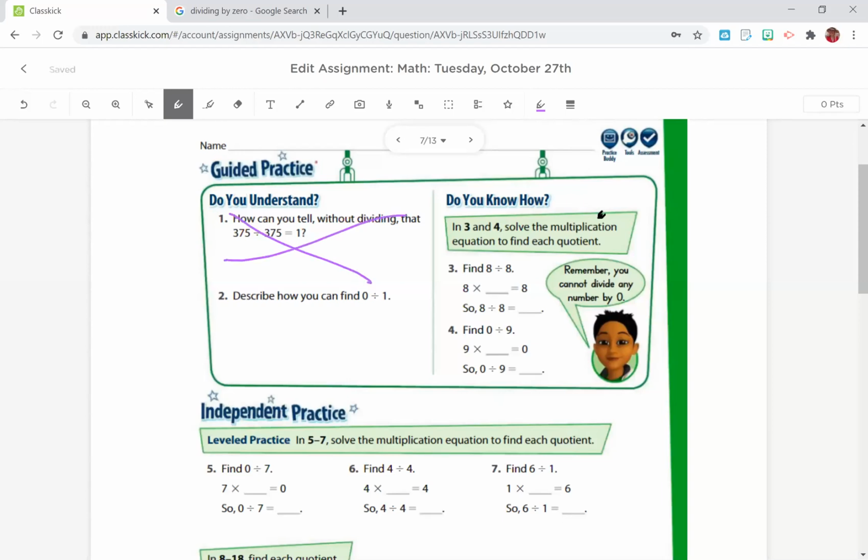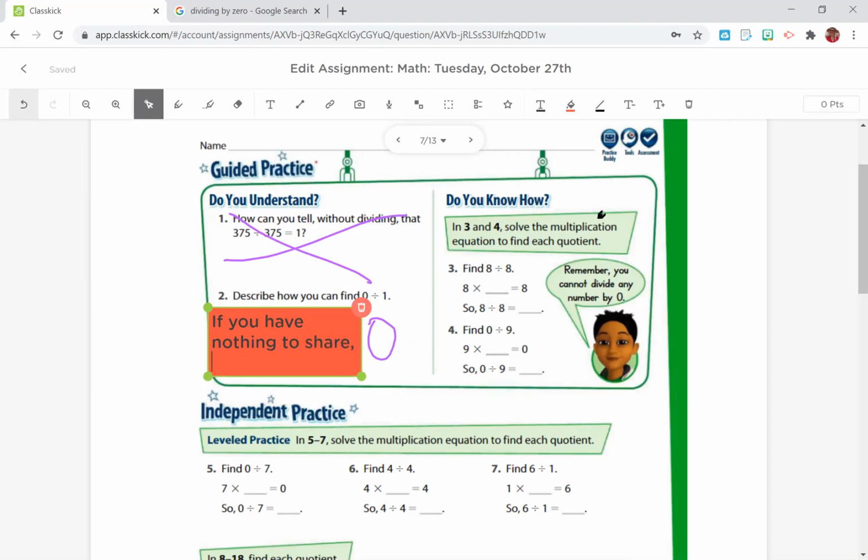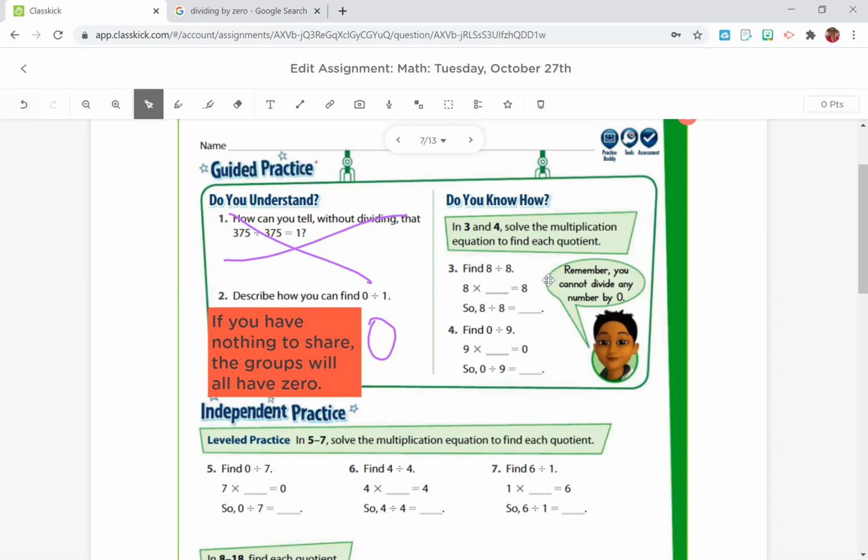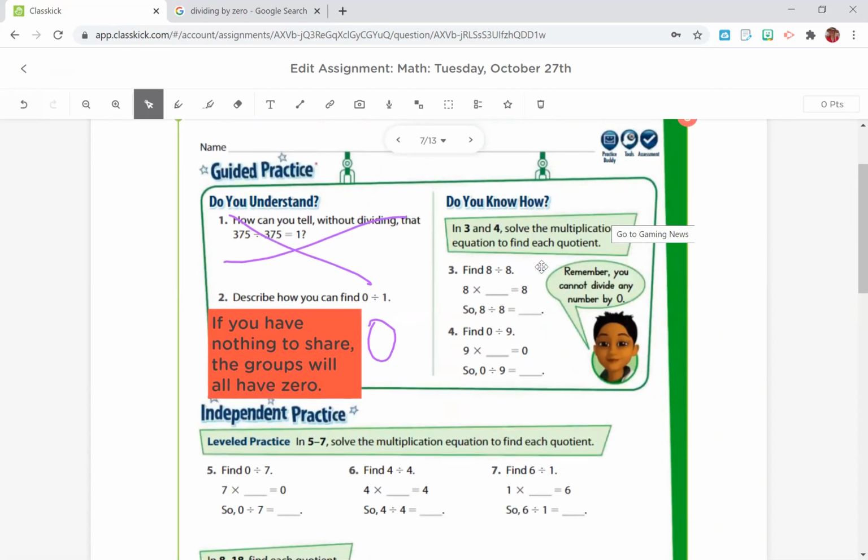On the second page, we're not going to do number 1. Number 2 says to describe how you can find 0 divided by 1. We can go back to the previous page and if we have nothing to share and 1 friend to share with, how many nothings would they get? They wouldn't get anything. So we could describe how you can find this by saying, if you have nothing to share, the groups will all have 0. Go ahead and write that down in your book. This is on page 201, or you can write it on your class kick.